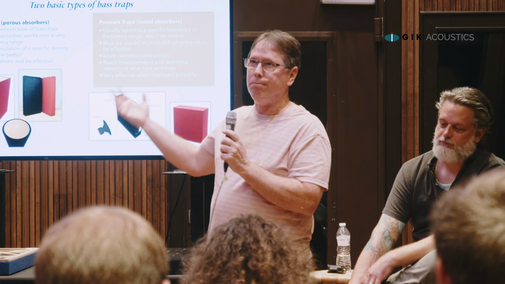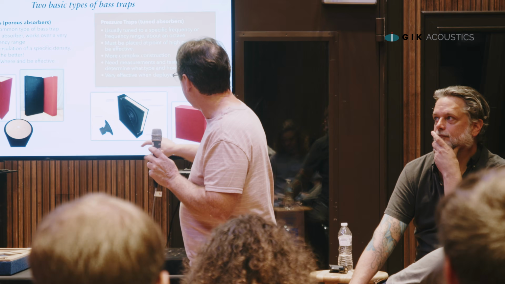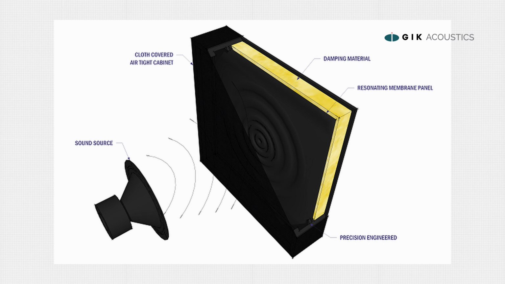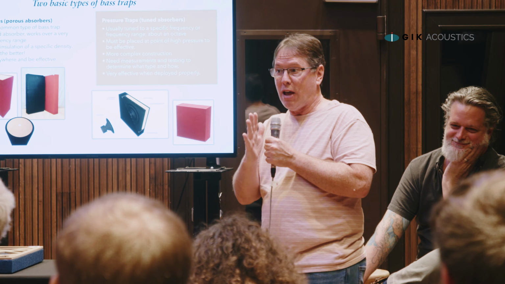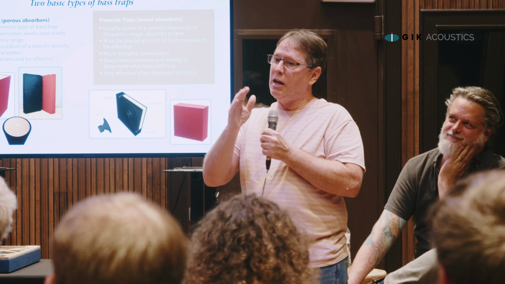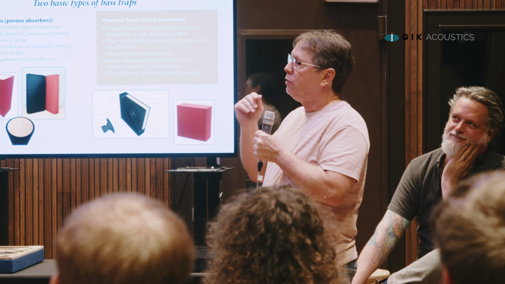I have a situation with my room. This is called the Scopus trap, which is our membrane trap. It's 23 inches square, 10 inches deep, and it's got a piece of mass-loaded vinyl inside of it with insulation behind it. We can calculate what frequency that is at based on the depth of the box, how much insulation is in it, and then most importantly, the mass of that membrane. So we can tune them anywhere from 100 hertz down to 40 hertz.